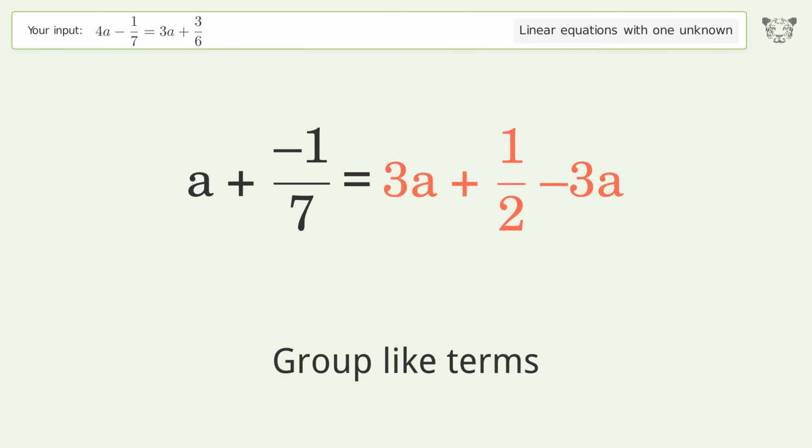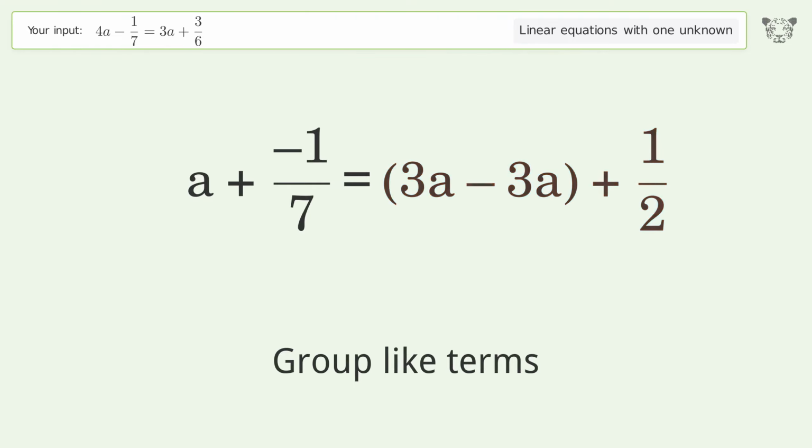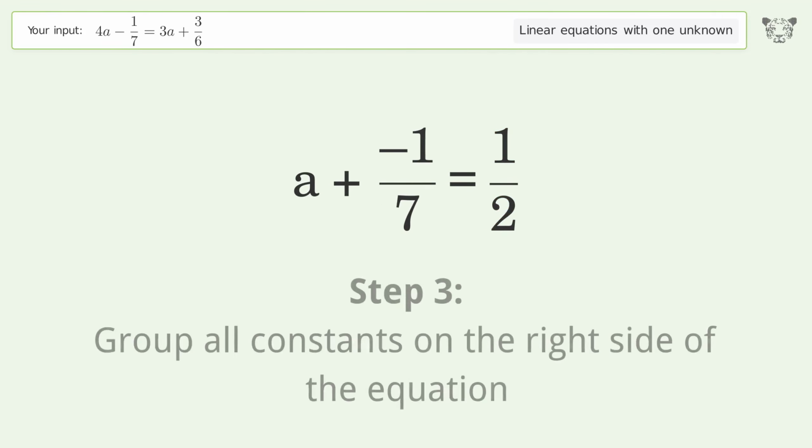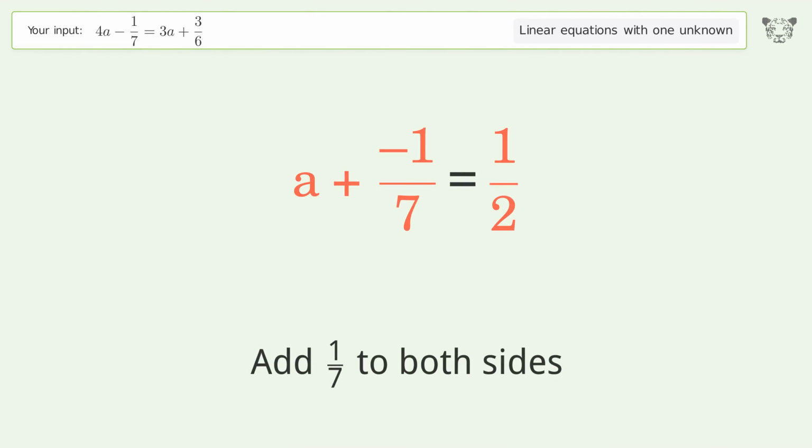Group like terms. Simplify the arithmetic. Group all constants on the right side of the equation. Add 1/7 to both sides.